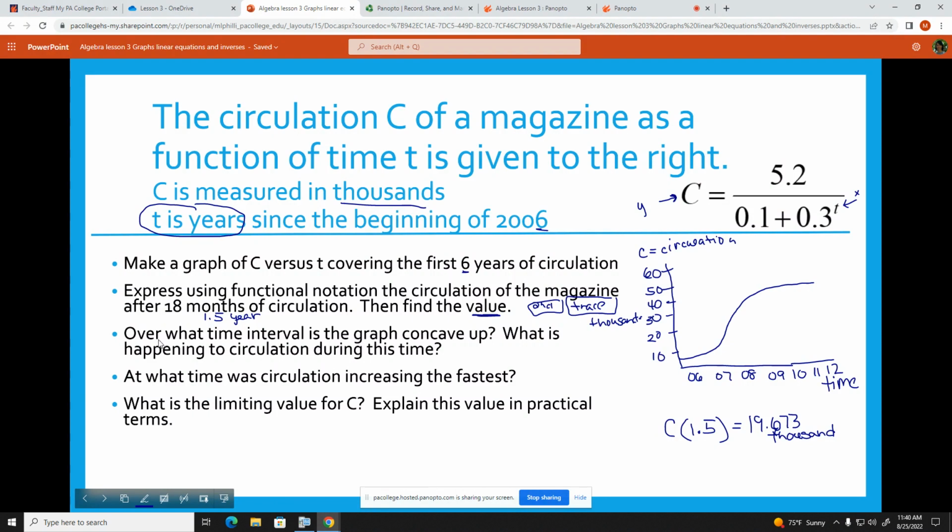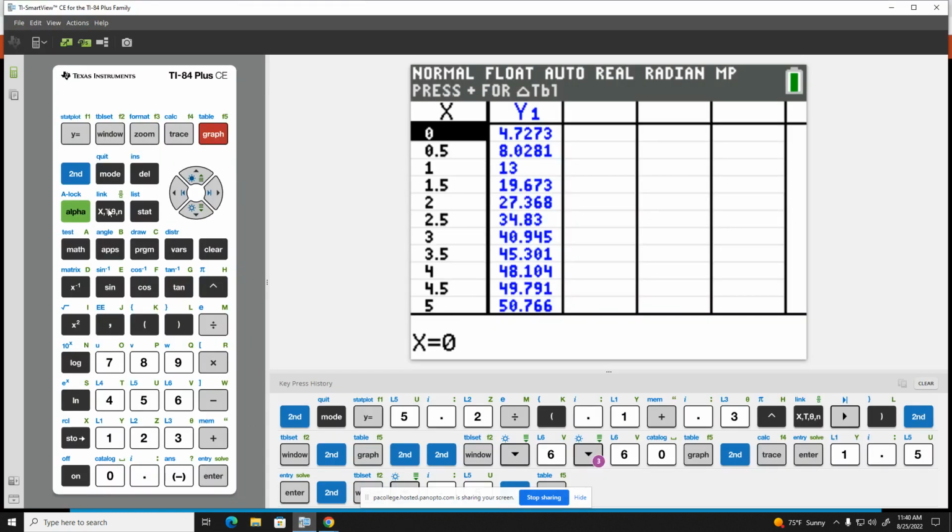So then they asked me, over what time interval is the graph concave up? So I know concave up means that my palm needs to be up and I have a cup shape forming. So I see on this picture that I drew, it looks like from 2006 to 2008. But I actually want to go look at my graphing calculator because that's a better picture.